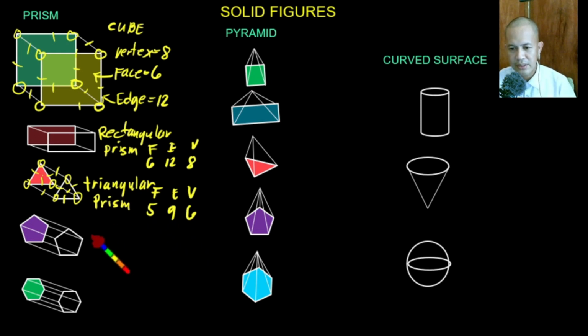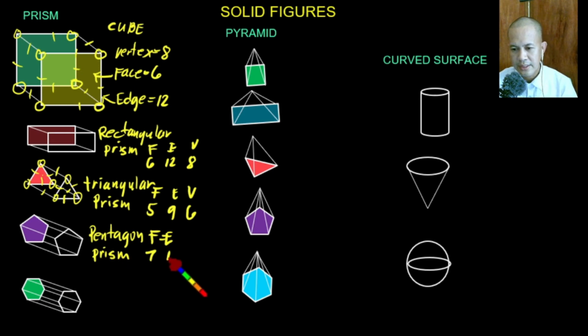The next figure is called pentagonal prism. So a pentagonal prism has 7 faces, and the number of edges is 15. So 15 edges or the line segments on our solid figure, and the vertex or the corner 1, 2, 3, 4, 5, 6, 7, 8, 9, and 10. So we have 10 vertices.